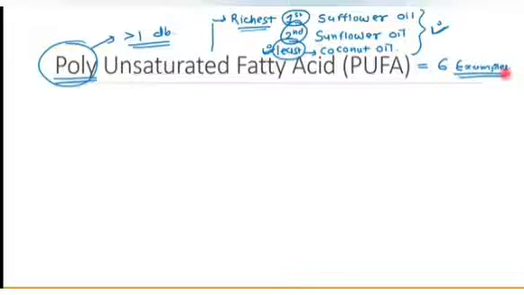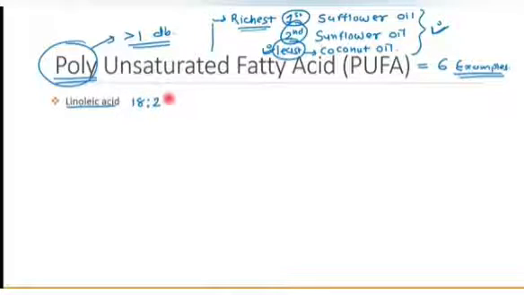All the 6 examples are very important from the exam point of view as well as for your real life importance. Okay. So the first example is linoleic acid. This linoleic acid is an 18 carbon long compound and it has 2 double bonds. So we write 18 colon 2.